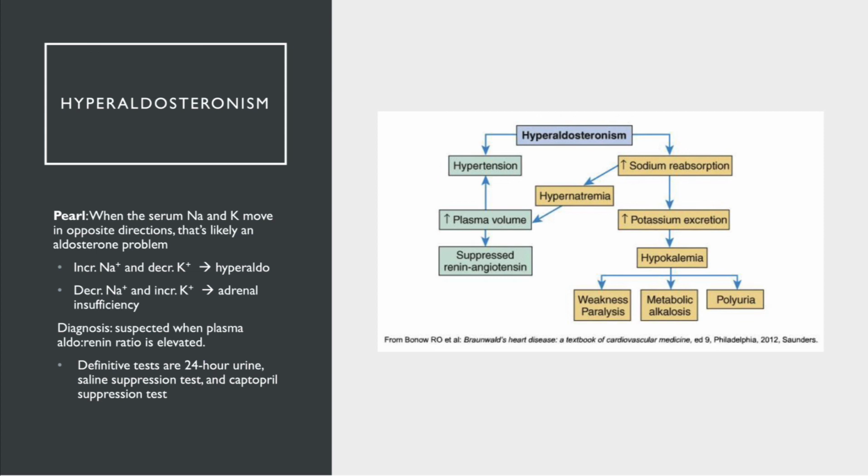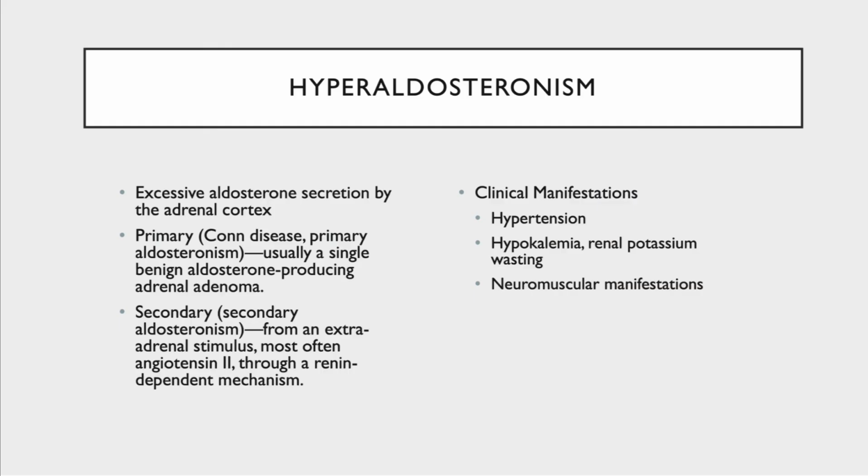I don't know. So we don't usually use eplerenone or Inspra as a first-line drug. We usually go to spironolactone first, let the side effects happen, and then give them eplerenone if we need to. So that was an important lesson that I wanted to share with you. Here's more information about hyperaldo.